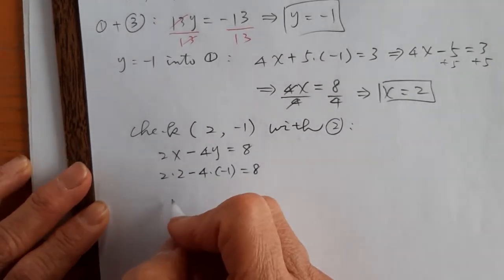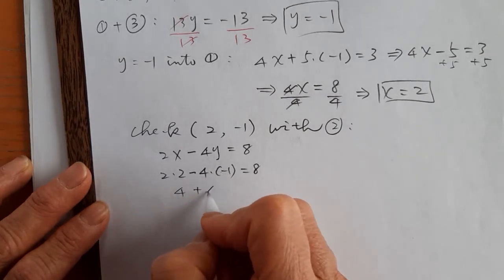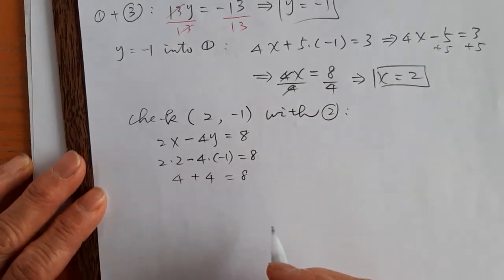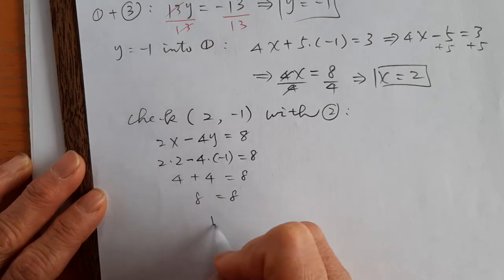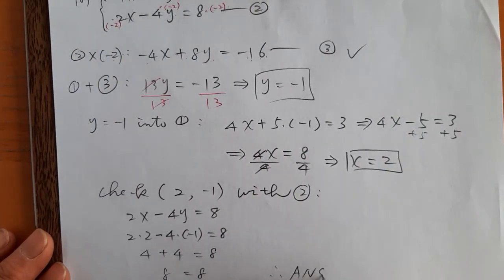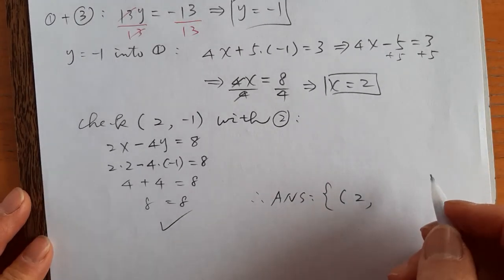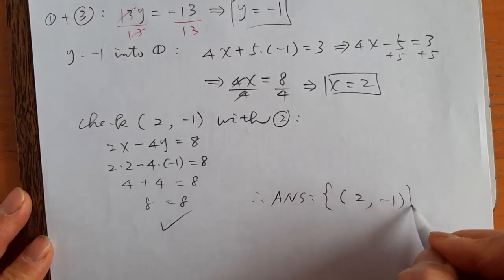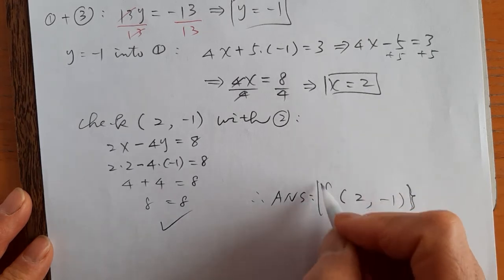2 times 2 is 4. Negative times negative, plus 4, equals 8. So you get 8 equals 8. Checked, it's true. So then you answer with the solution: x is 2 and y is -1. That's the solution.